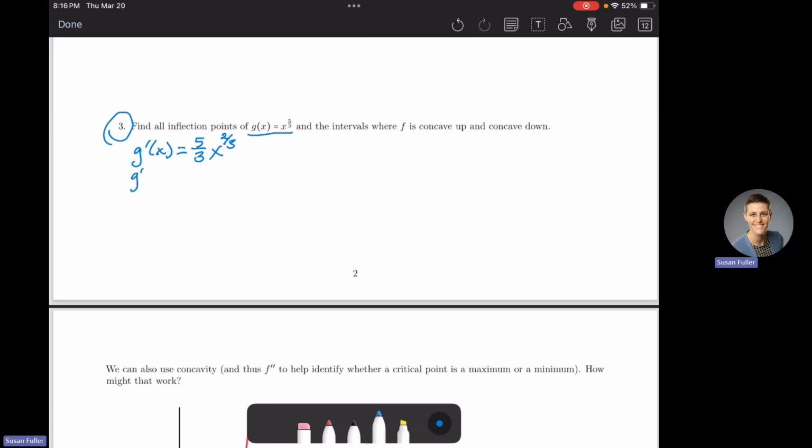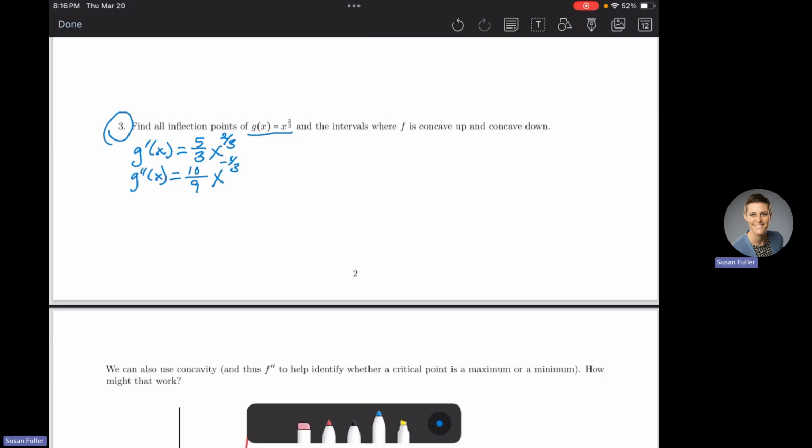And now we have to find the second derivative. We're going to do the power rule again. We're going to bring the 2/3 down, and it's going to be 5/3 times 2/3. So when you multiply across, it will be 10/9 times x to the 2/3 minus 1 power. 2/3 minus 3/3 is negative 1/3. So there is our second derivative.